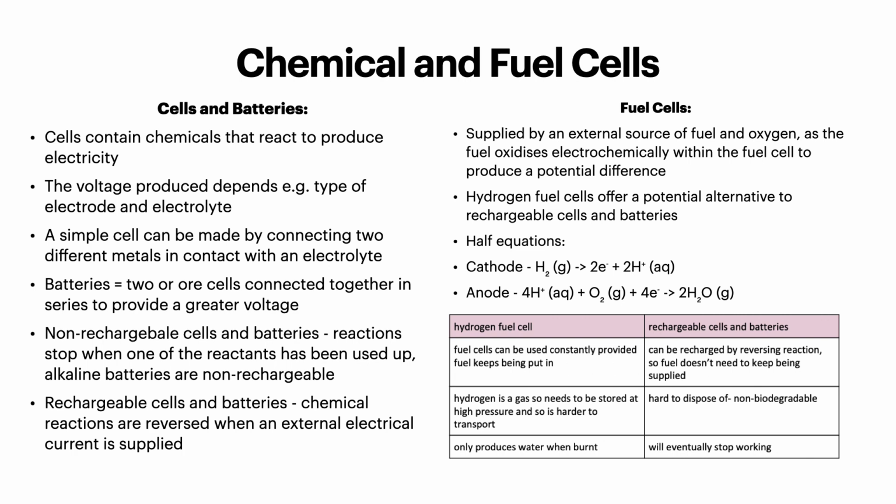So for hydrogen fuel cells, they can be used constantly provided fuel keeps being put in. Hydrogen is a gas that needs to be stored at high pressure, so it's harder to transport, and it only produces water when burnt, so very eco-friendly. Whereas rechargeable batteries can be recharged by reversing the reaction, so fuel doesn't need to keep being supplied. They're hard to dispose of, obviously non-biodegradable, and rechargeable batteries will eventually stop working. They will not last forever.